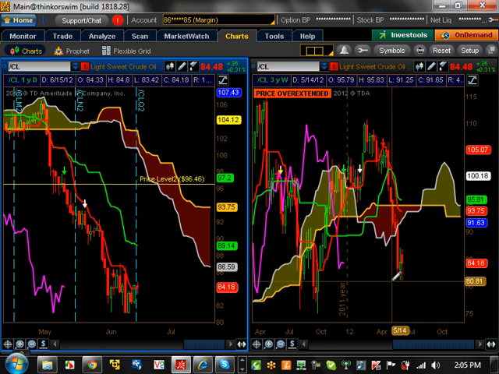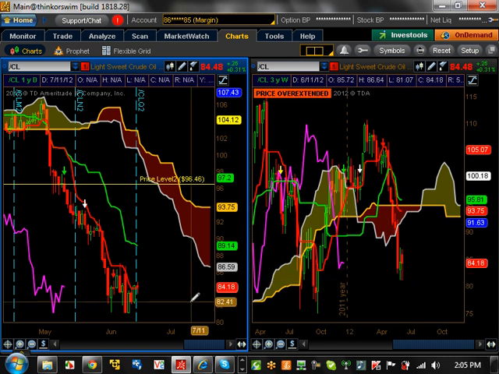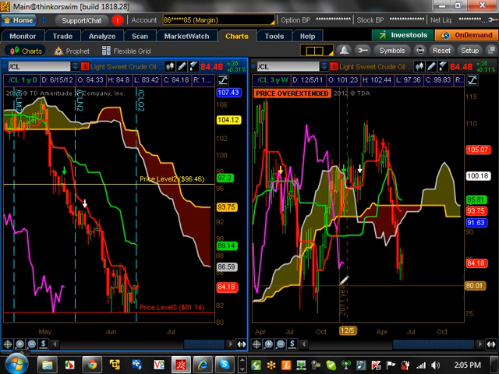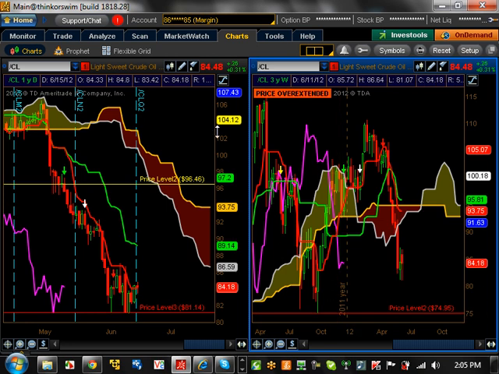After that, basically, 93.75 is the next resistance level. If it breaks below this level here, 81.14, then you do have a possibility of getting to 80 and then coming down to 75 to retest this low here. You never know what's going to happen.